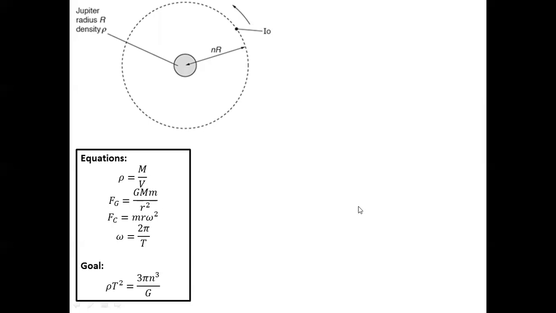Okay, so in this problem, since Io is tracing a circular path around Jupiter, that means Io is experiencing a net force, which is a centripetal force. Now, what force provides the centripetal force? In this scenario, it's obviously the gravitational force. So the gravitational force provides the centripetal force. Therefore, the two of them can be equated to each other.